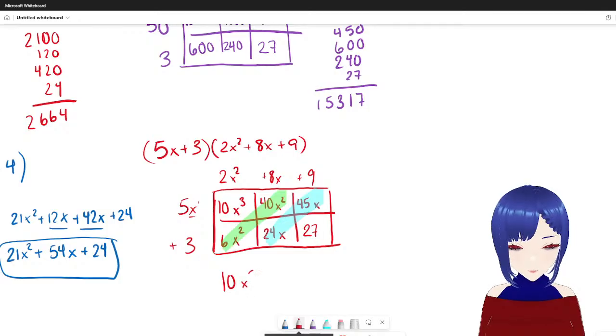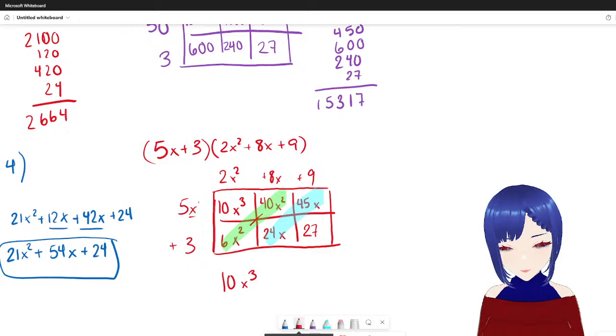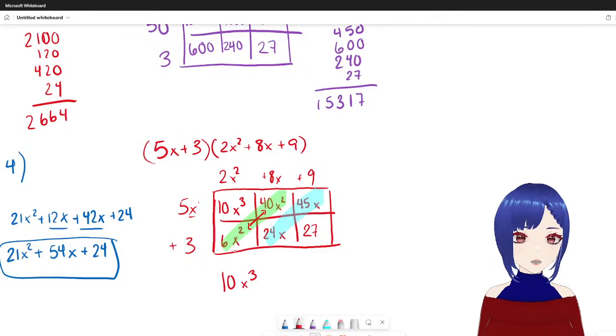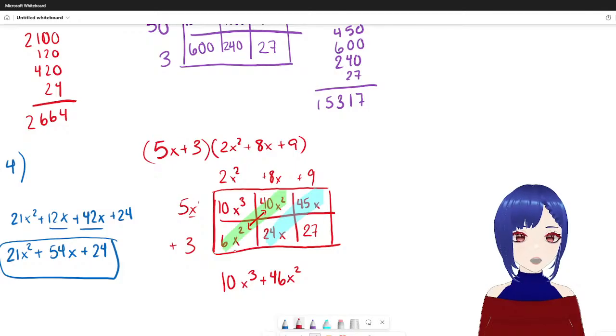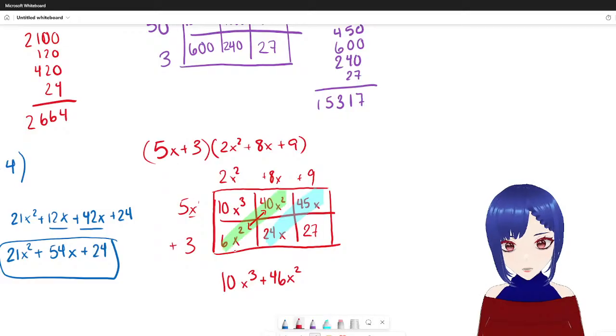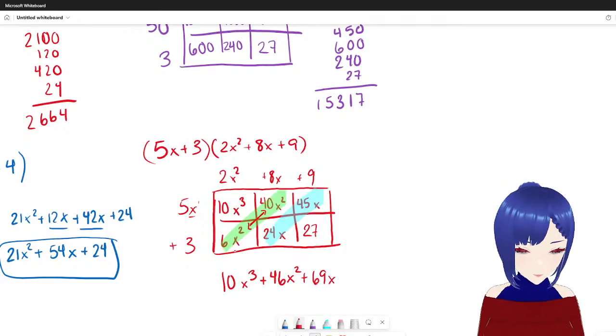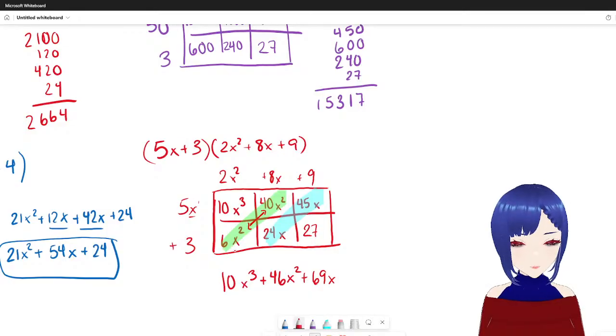I'll do it below here. 6x squared and 40x squared. We can add those together because they're like terms and they are like diagonals, and typically that's what we get. We get like diagonals. That gives us 46x squared. And then the 24 and the 45 gives 69. 4 plus 5 is 9. Gives us 69x. And then the 27 is the only constant.